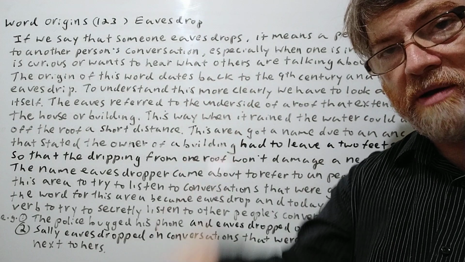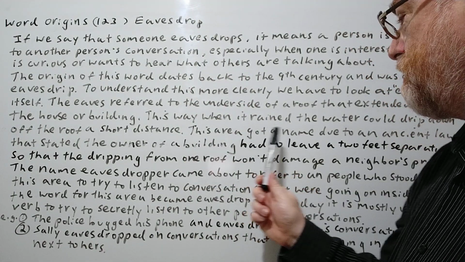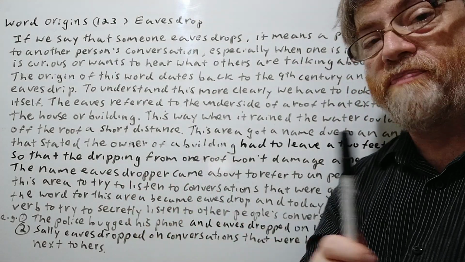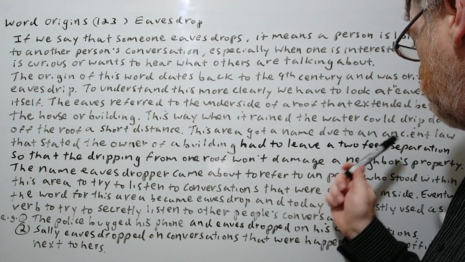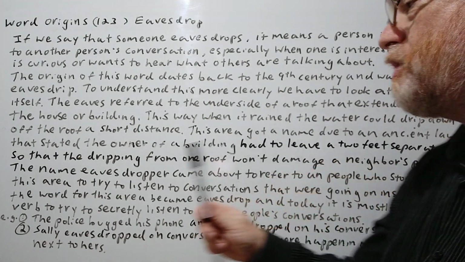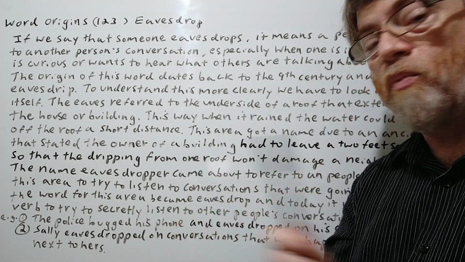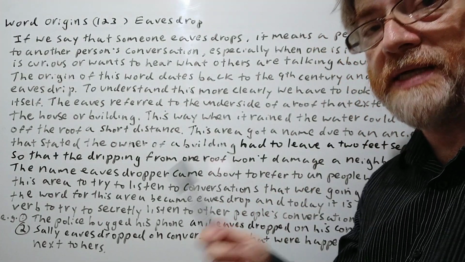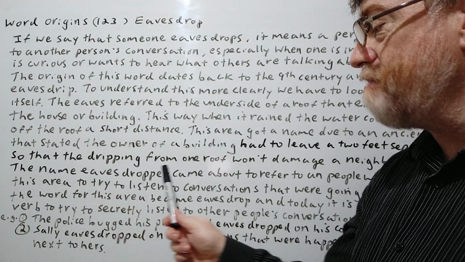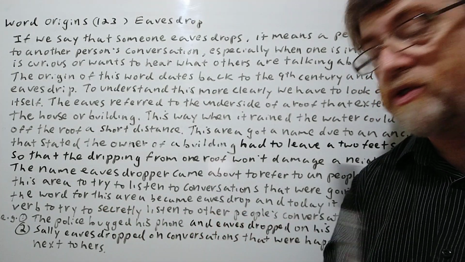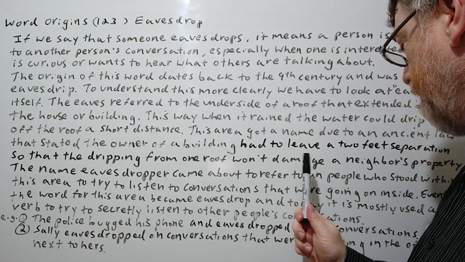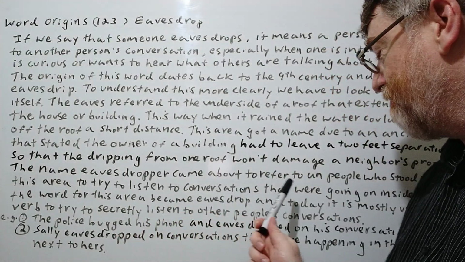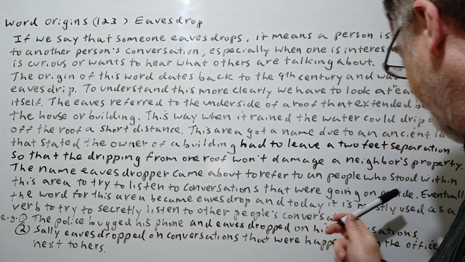This area below, on the ground, got a name due to an ancient law that stated the owner of a building had to leave 2 feet of separation so that the dripping from one roof wouldn't damage a neighbor's property. Okay, makes sense. The name eavesdropper came about to refer to any people who stood within this area to try to listen to conversations that were going on inside.